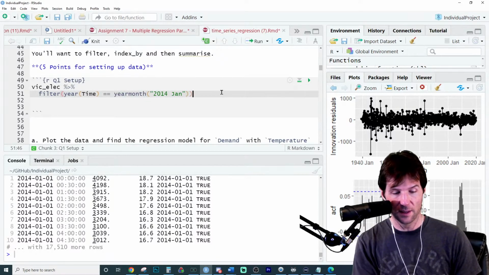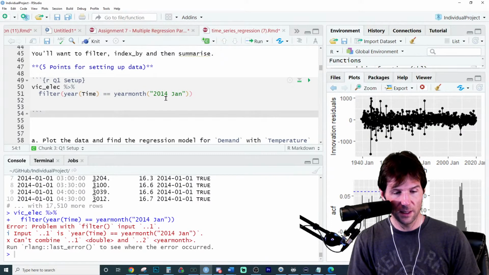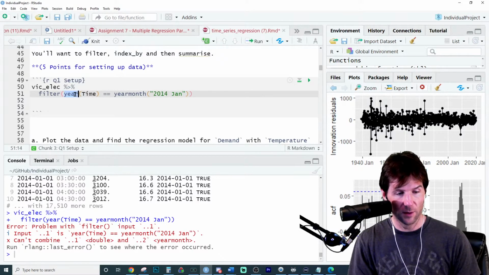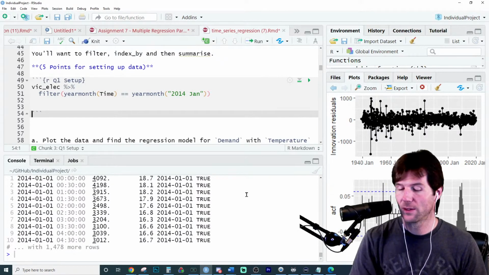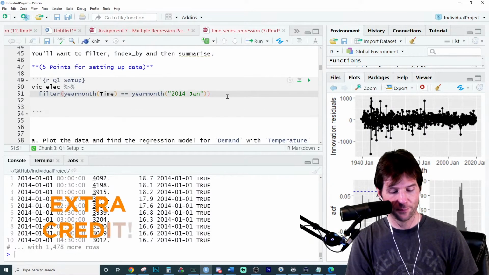It's not registering that as a date. Oh, what's going on? What do we have? Oh, wait. There we go. Thank you, Abigail. 100 points. Easy to make errors right there.